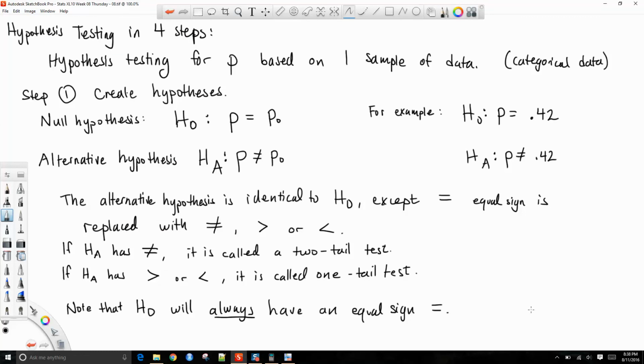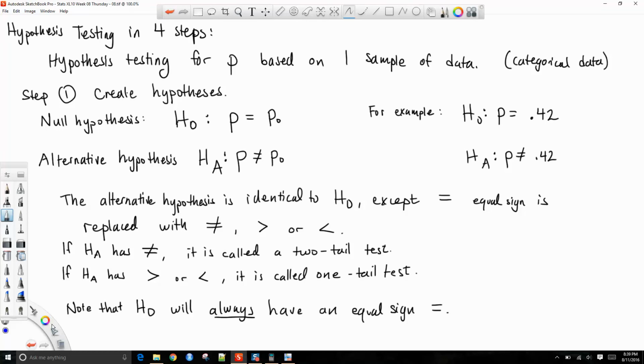Okay, and so when you're doing hypothesis testing for P based on one sample, your null hypothesis is always going to be P is equal to some number. Okay, and this number that appears here, this is called P0. So in this case, our P0 is 0.42. Okay, and that's creating your hypotheses. Your choice of whether to use greater than, less than, or not equal depends on how the question is written. Okay, and I'll give you an example showing how to figure out what to use.